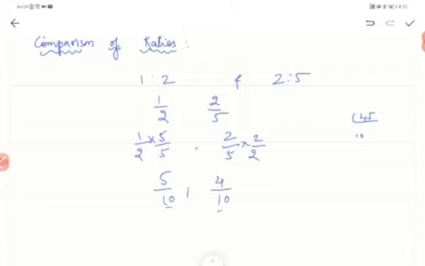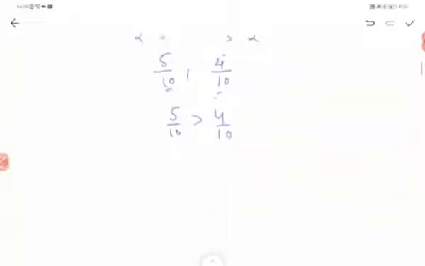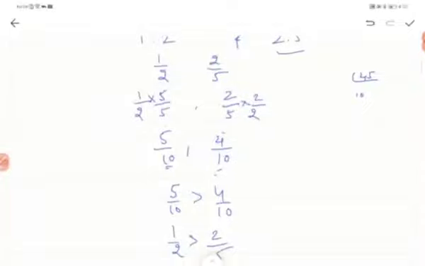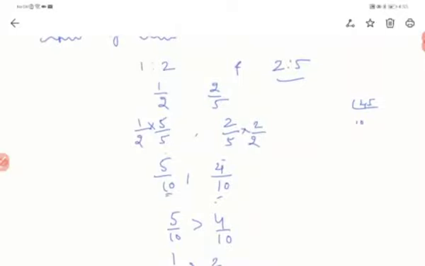Now the denominators are the same. You can compare numerators. So 5 by 10 is greater than 4 by 10. That means 1 by 2 is greater than 2 by 5, isn't it? Or 1 is to 2 is greater than 2 is to 5. Alright, comparison is the same as what we've done with the fraction part. We had seen in the last chapter how to compare two fractions. It is the same for ratios. Ratio is nothing but division, isn't it?